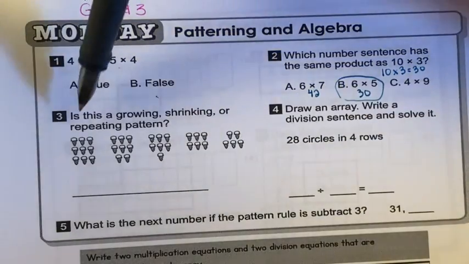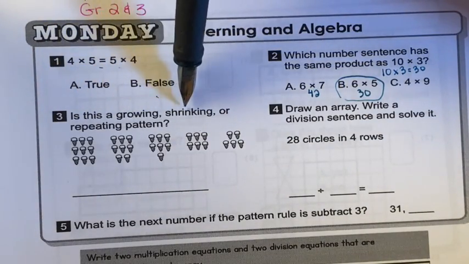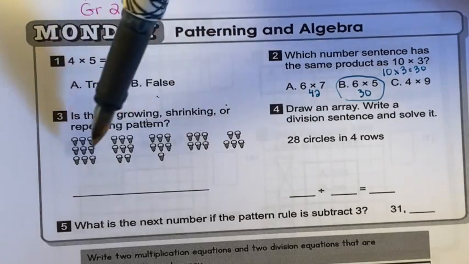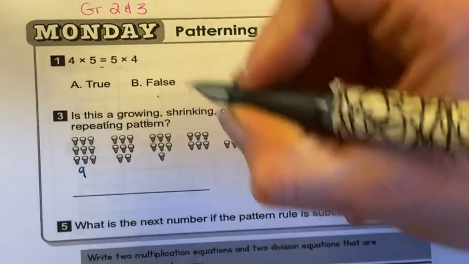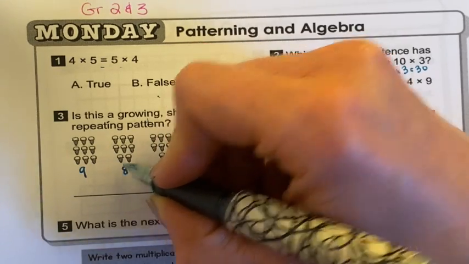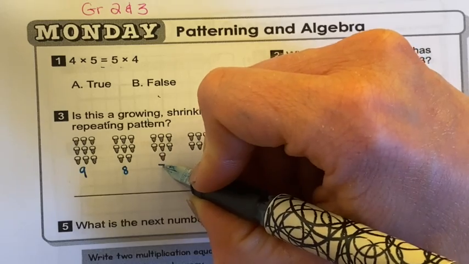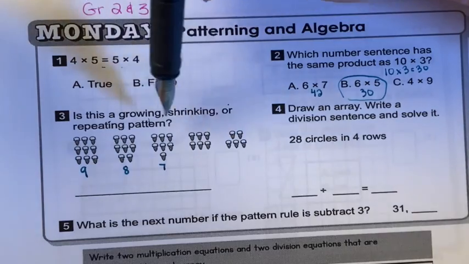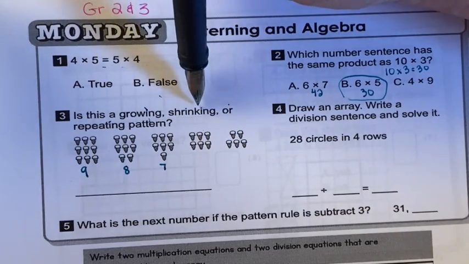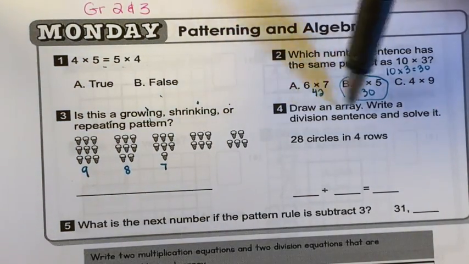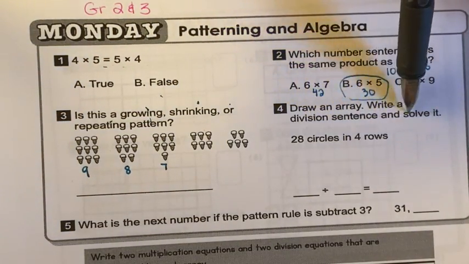Now for this one. Is this a growing, shrinking, or repeating pattern? So I want you to look at this pattern. It starts with 9. I'm going to put the numbers here to help you. 9, and this one is, so 6, 7, 8. This one is 7. So what do you think this is? Is it growing? It starts here and it goes this way. Is it growing, getting bigger? Is it shrinking, getting smaller? Or is it repeating?